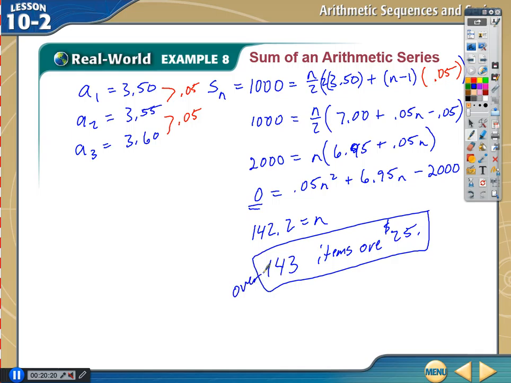So when they ask you for this type of problem, what do you need to get down to? You need to get down to this right here and put this into your y equals, and then hit second trace to find out the 0. Okay. Hope that helps. That's going to be the end of our little lesson here today, I believe.